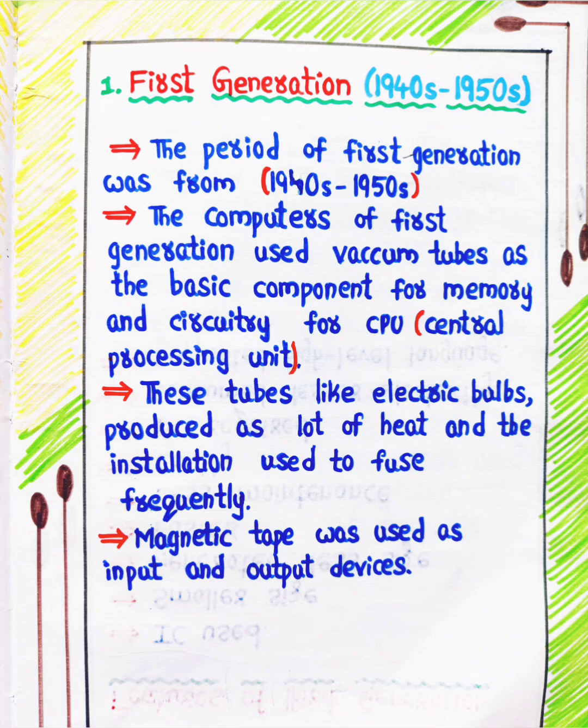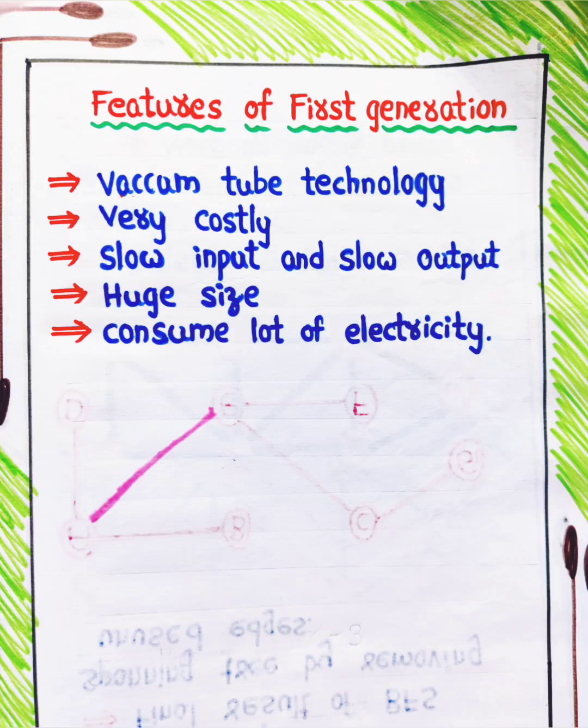First generation. The period of first generation was from 1940s to 1950s. The computers of first generation used vacuum tube as the basic component for memory and circuitry for CPU, Central Processing Unit. These tubes, like electric bulbs, produced a lot of heat and the installation used to fuse frequently. Magnetic tape was used as input and output devices.